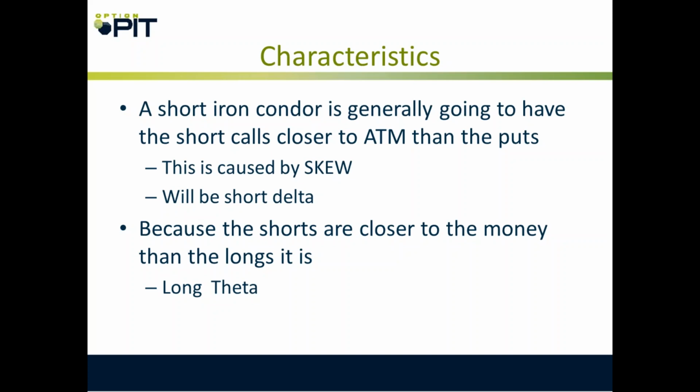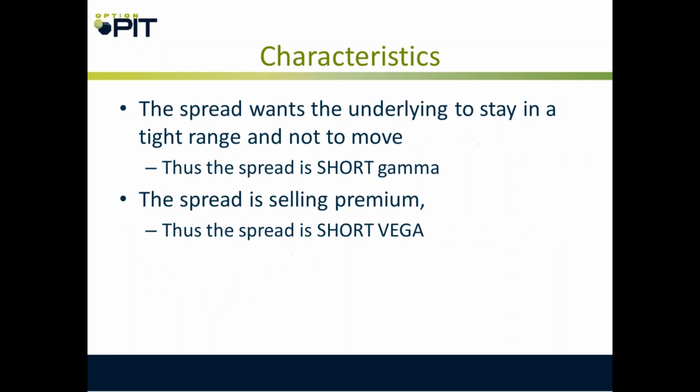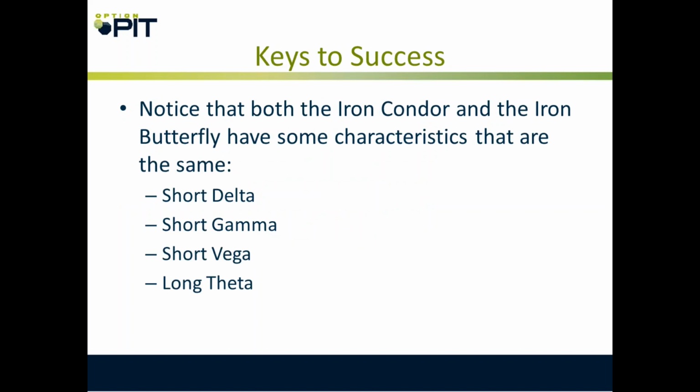Now, because the shorts are closer to the money than the longs, obviously you're collecting theta. The spread wants the underlying to stay in a tight range and not move. So the spread is short gamma. When you want something not to move, you're short gamma. And the spread is selling premium, so it's short vega. So now let's talk about the keys to success. Notice both the iron condor and the iron butterfly have some characteristics that are the same. They're short delta, short gamma, short vega, and long theta.